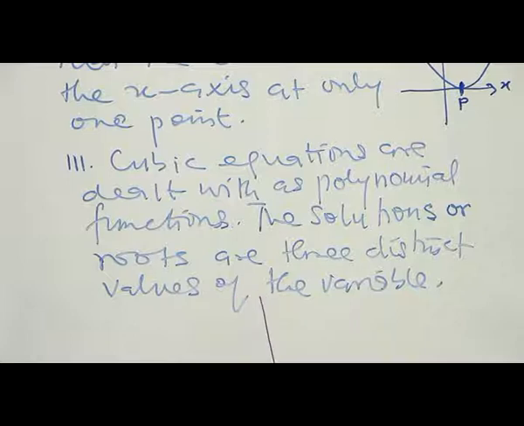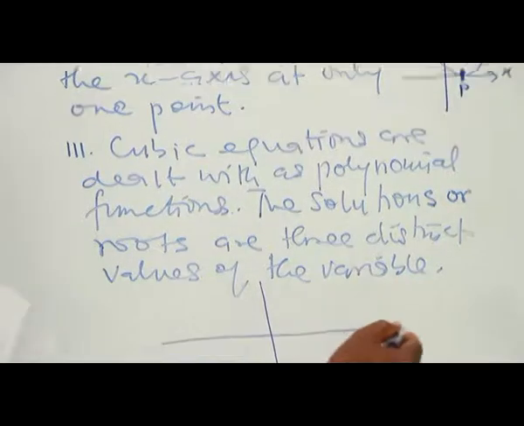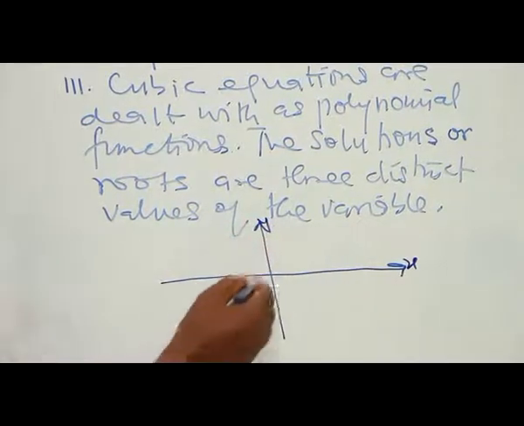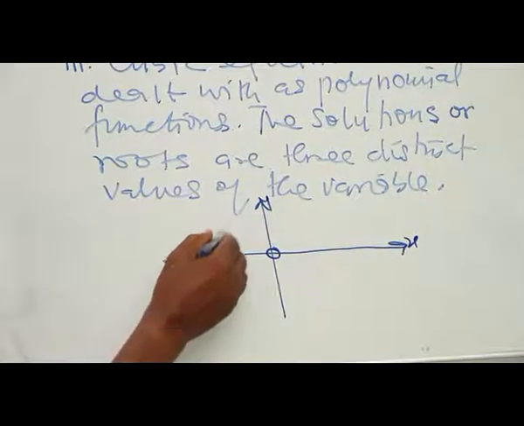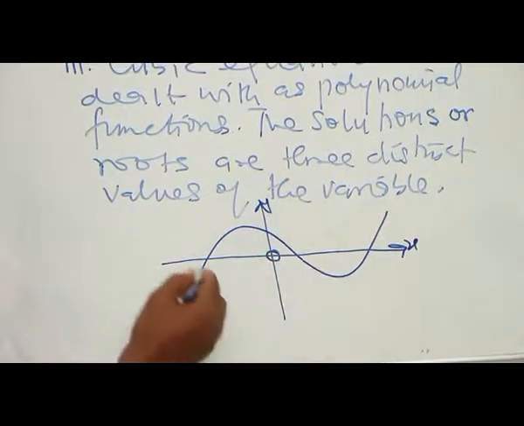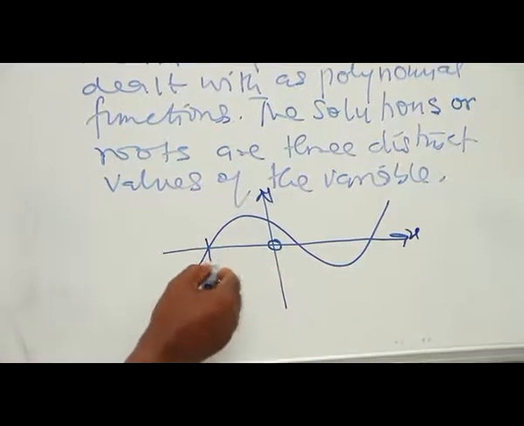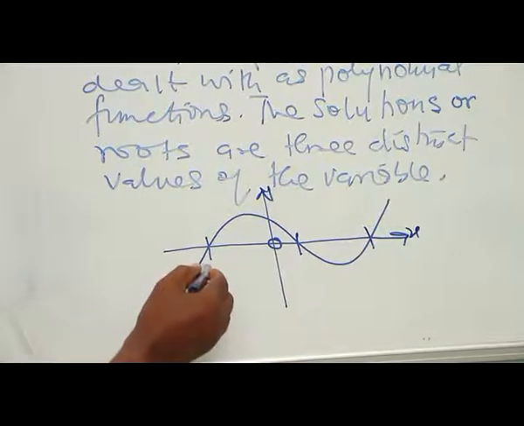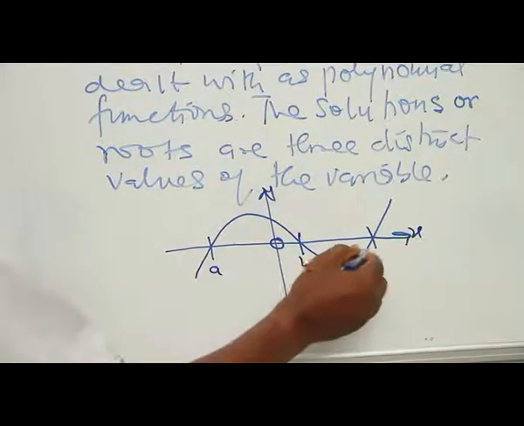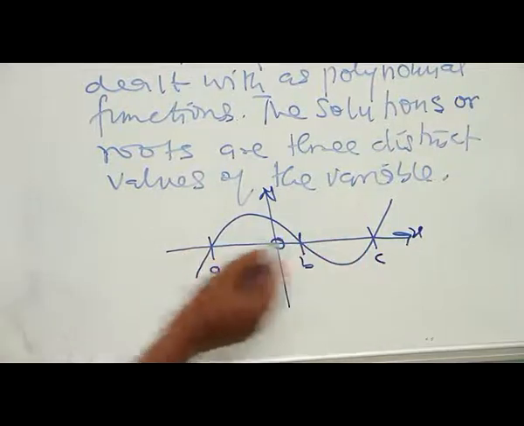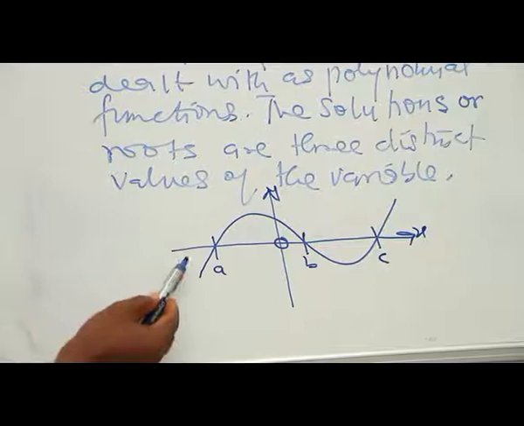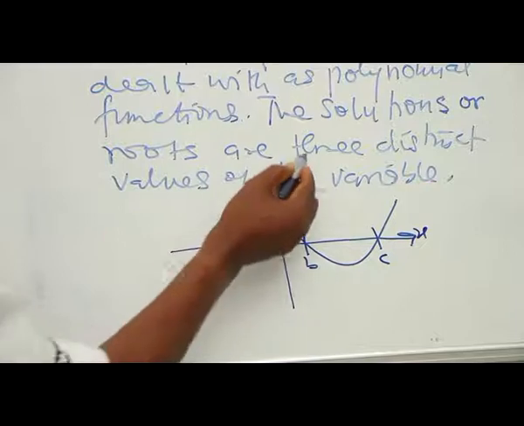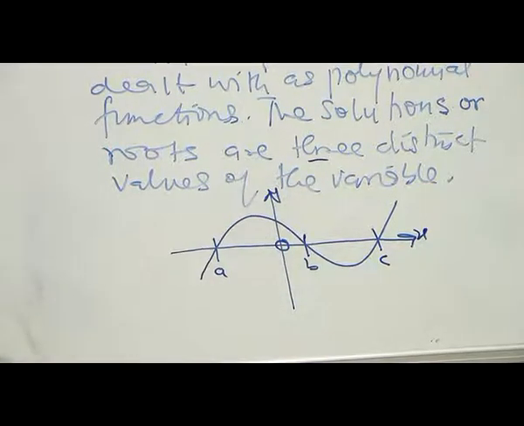What usually happens is, for the cubic equation, your graph will look like this. This is your x-axis, this is your y-axis. And so the graph can come in this way and go like that. And then you now have distinct points here which form the solution, and this can be point A, point B, and point C. So A, B, and C form the roots of the cubic equation. That is why your answer will have three distinct values of the variable, maybe x.